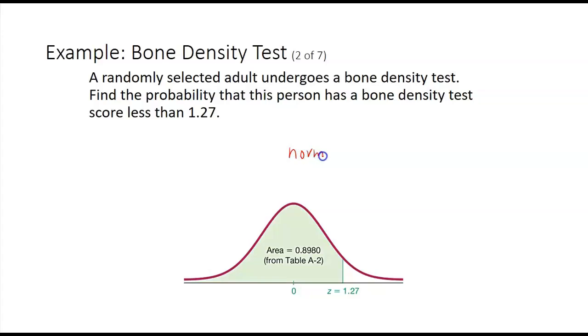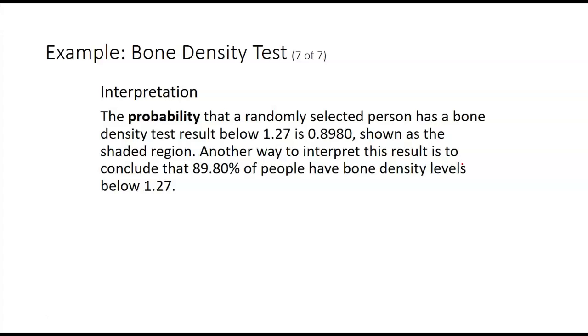So this is going to be a normal CDF. Our left bound is over here at negative infinity, so negative E99 to 1.27, 0 and 1 for standard normal, and that's going to give us our answer. So our answer should be 0.8980, and basically we interpret that to say that 89.80% of the people have bone density levels below 1.27, because all I'm doing is moving my decimal place 2 places to the right in order to get that to a percentage.